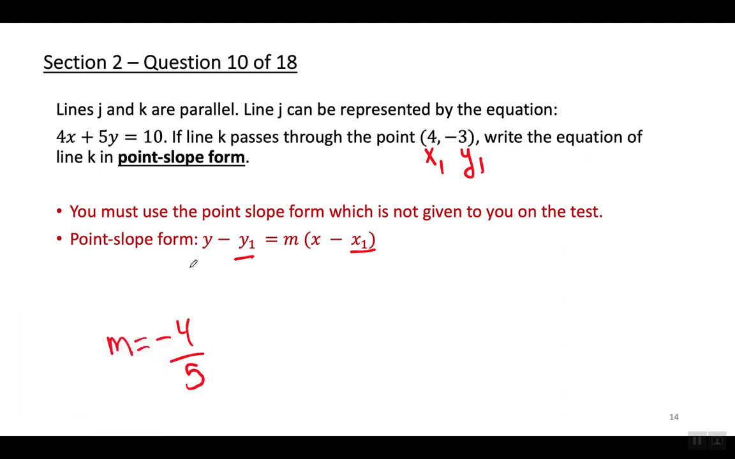I'm going to have this. Y minus, y1 is negative 3, so I'm going to have y minus negative 3. That's where a lot of students mess up. You got to put the two negatives. It's y minus whatever y1 is, and y1 is a negative number, so y minus negative 3.